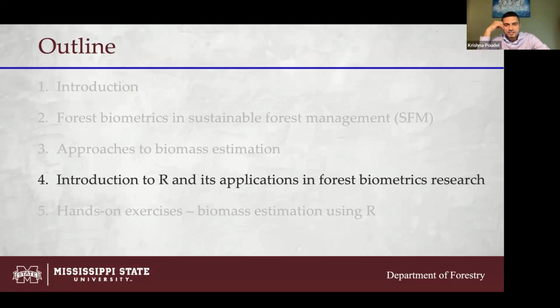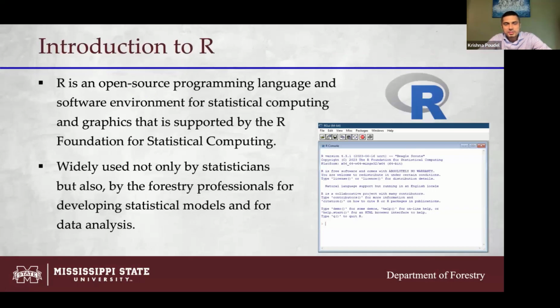I talked with Joshua and he said most of the participants have used R, or have seen R in previous seminars as well. So briefly, R is an open source programming language, and it's free, so that's good. And it's not only used by statisticians, but also forestry professionals like biometricians and ecologists, and everyone uses R these days if they are doing some data analysis.